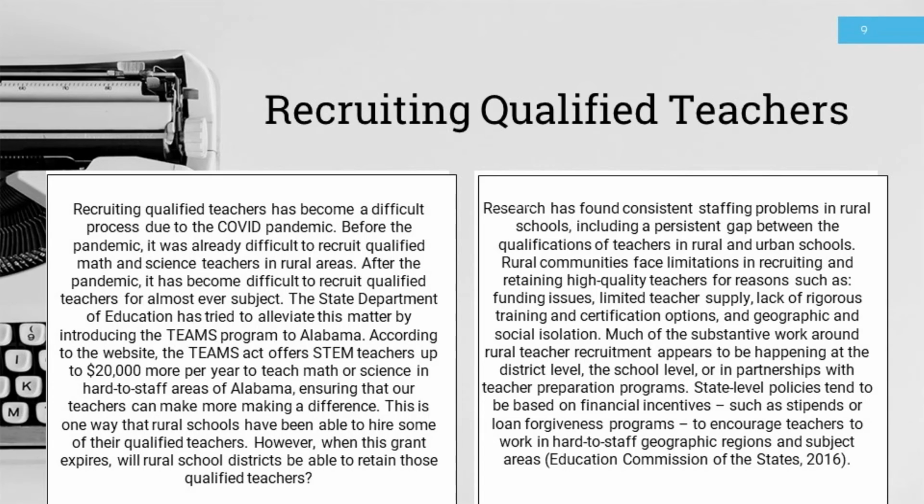State level policies tend to be based on financial incentives such as stipends or loan forgiveness programs to encourage teachers to work in hard to staff geographic regions and subject areas. So that's another thing. They're doing a lot of loan forgiveness now. And so we're hoping that with the Teens program, that grant, and with all of the loan forgiveness becoming less restrictive, that teachers will just start coming back into the rural areas and actually giving our kids a quality education.